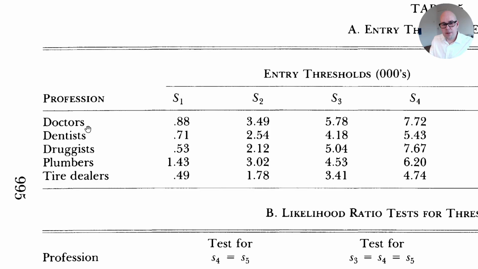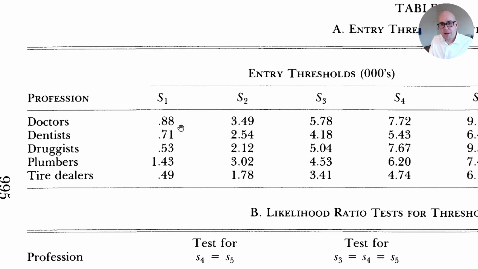Okay, so for doctors, what you need when epsilon is equal to 0 is 880 people to live in a town, so that you get entry of 1 dentist. Okay, and then the second one comes in when you have 3,490 people. The third one comes in when you have 5,780, and so on and so forth.